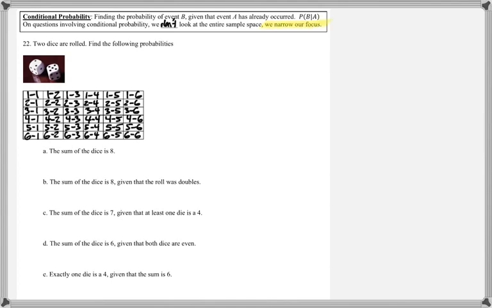Question 22 says, 2 dice are rolled, find the following probabilities. I've already filled out the table with all 36 possible outcomes. Part A says, the sum of the dice is 8. So that would be this diagonal here, which is 5 out of the 36.